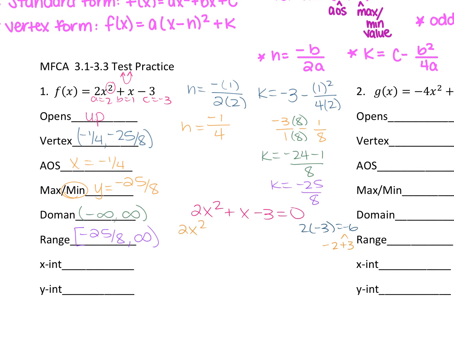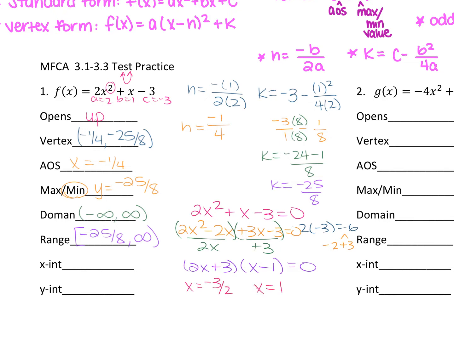So we're going to rewrite that as 2x squared minus 2x plus 3x minus 3 is equal to 0. And we're going to factor that by grouping. Factor out a 2x, factor out a 3. That gives you 2x plus 3 times x minus 1 is equal to 0. If you set those both equal to 0 and you solve, you get that x is equal to negative 3 over 2 and x is equal to 1. So your x-intercepts are the ordered pairs, negative 3 over 2 comma 0, as well as 1 comma 0.